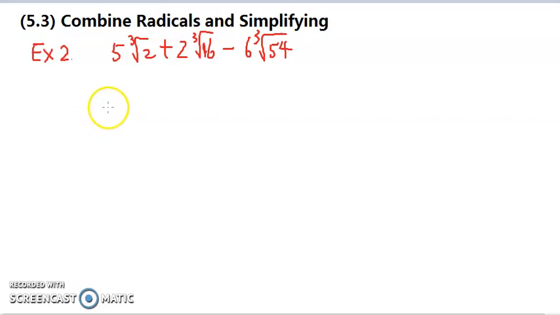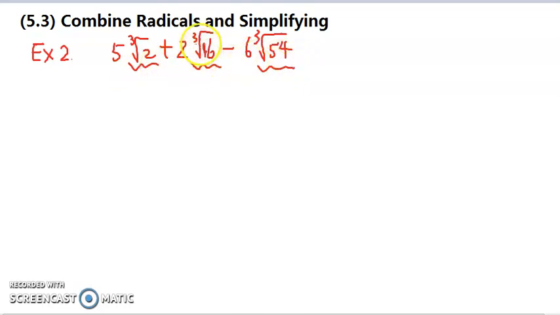We continue to look at how to combine radicals. In the previous example, we combined square roots. In this example, we're going to combine cube roots. As we can see there, we have these three cube roots here. And when we look at them, they look different, which means we cannot combine them yet.